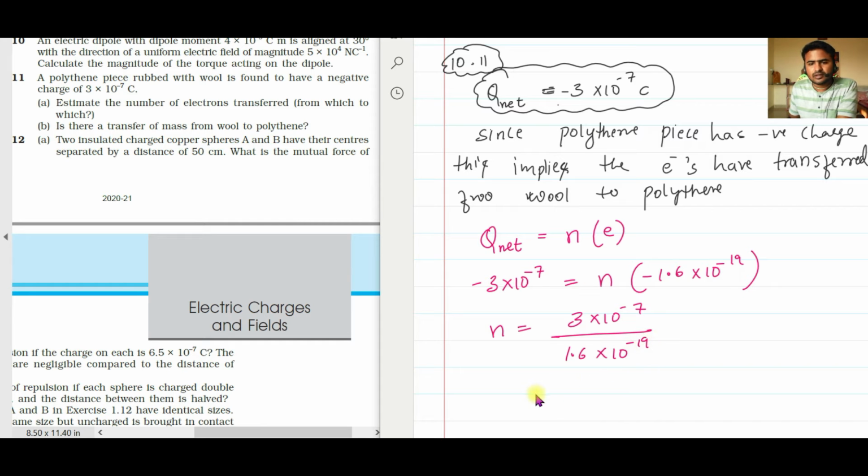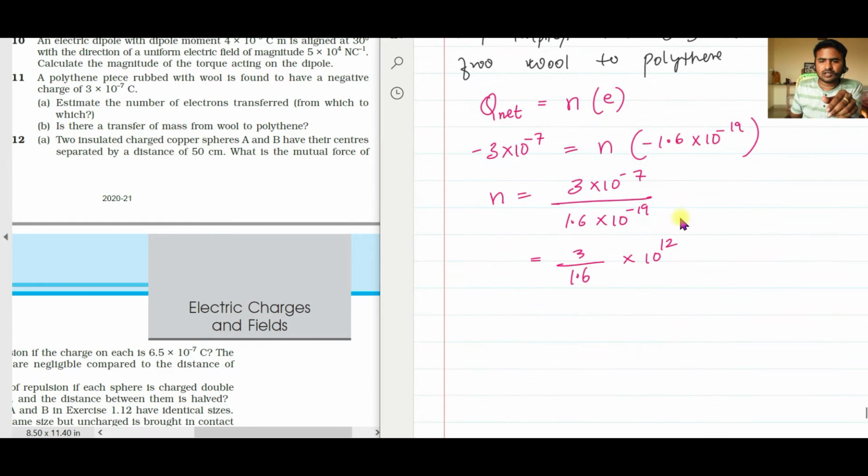power of minus 19. Now if you simplify this, it is 3 divided by 1.6 into 10 to the power of, this minus 19 will go to the numerator, it will become plus 19. So 10 to the power of plus 19 into 10 to the power of minus 7 is going to be 10 to the power of 19 minus 7, that is 10 to the power of 12. Now we need to find out how much is 3 divided by 1.6. When you simplify that, you will get 1.87 into 10 to the power of 12 electrons. So these many electrons have got transferred from wool to the polythene.